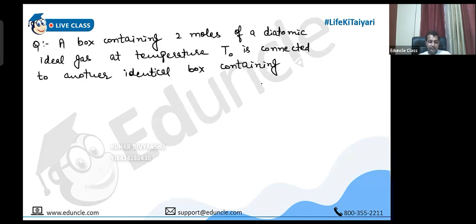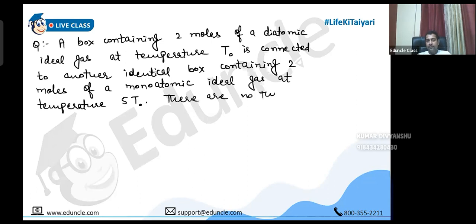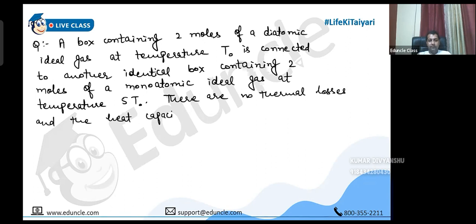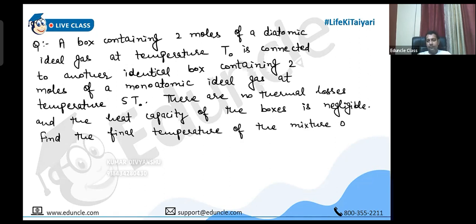Welcome, beta. This is from IIT JAM. It means the boxes are not absorbing any energy. And it is clearly given that we can ignore the vibrational.